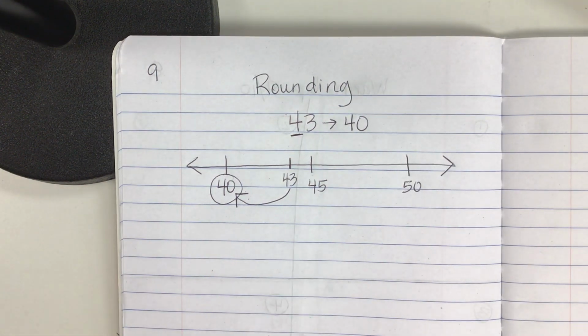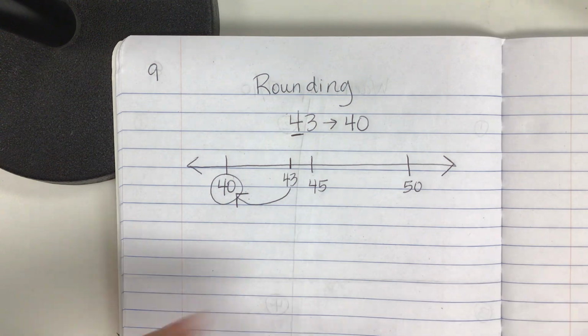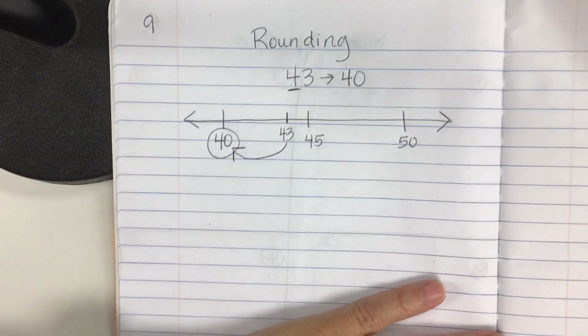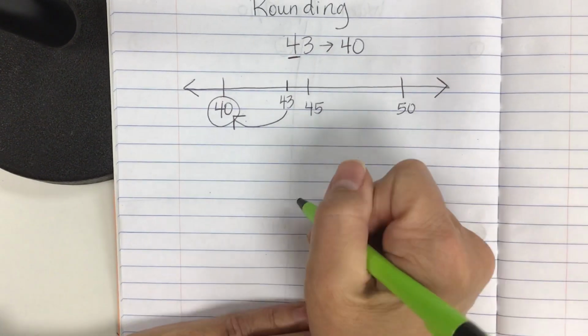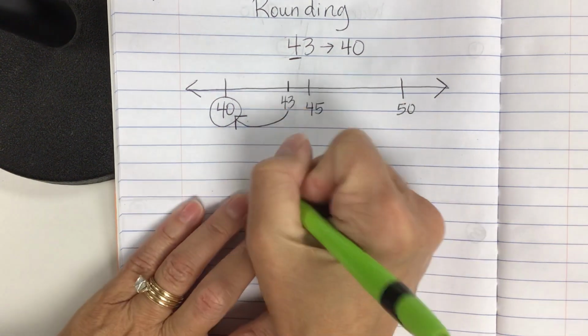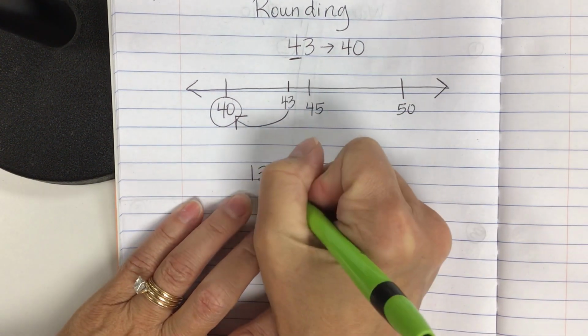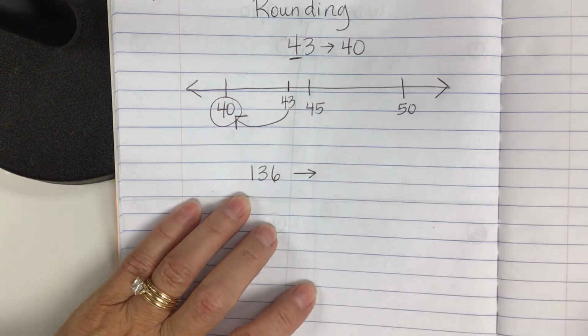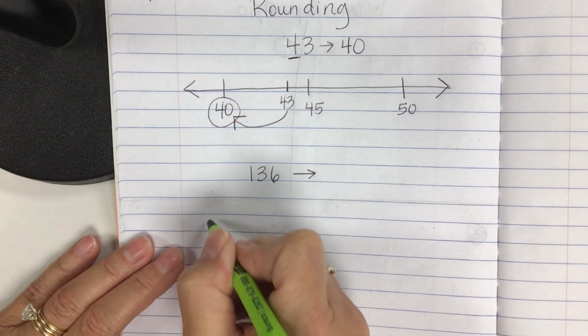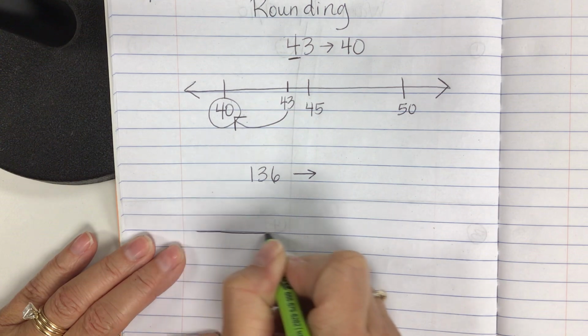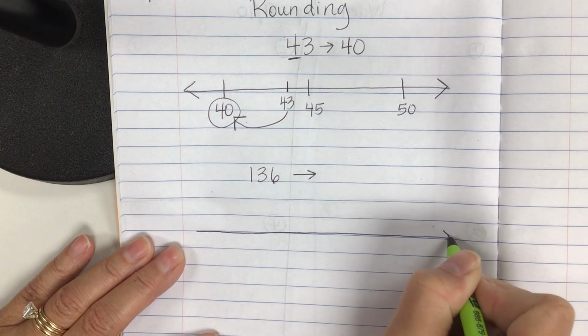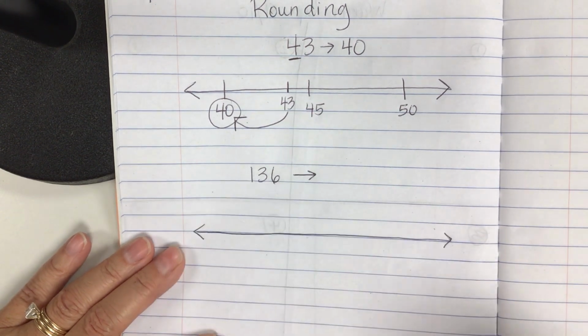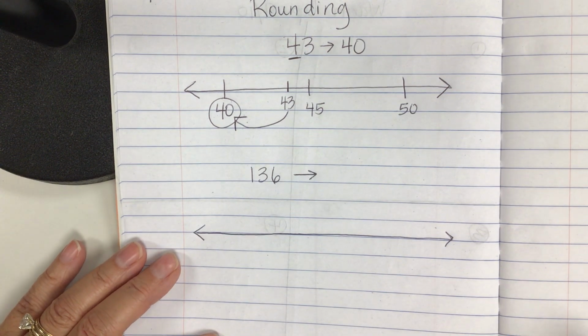We're going to use that same concept and round to the nearest 100. So I want you to put the number 136, and we're going to round that to the nearest 100. So again, let's draw our number line. Remember, if you think this is going too fast, you can pause it and rewind if you need to.